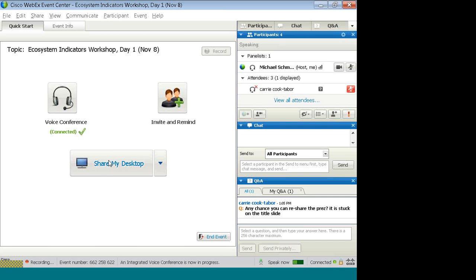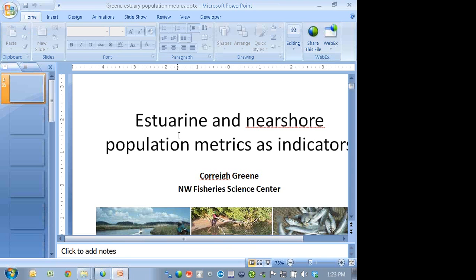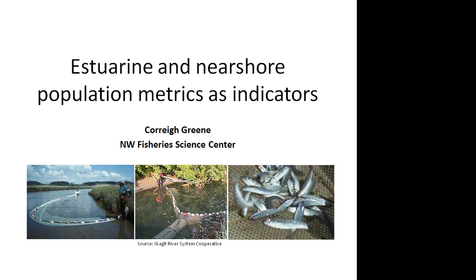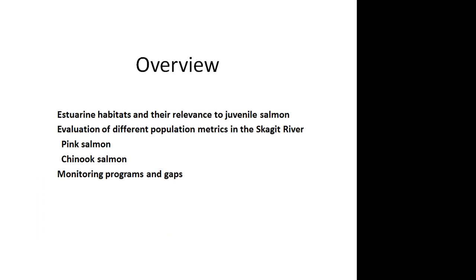So moving downriver, I'm going to be talking about estuarine and nearshore population metrics. All right, so I'm going to hope to keep it fairly general and hopefully fairly short.